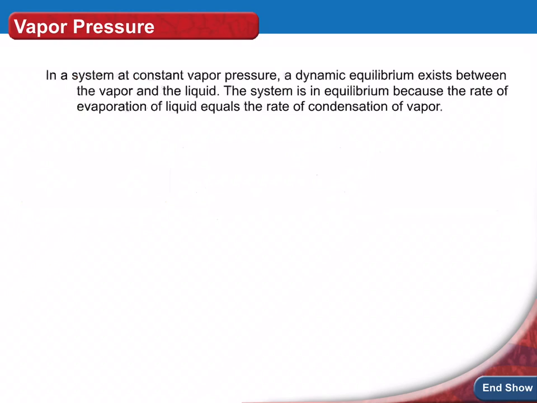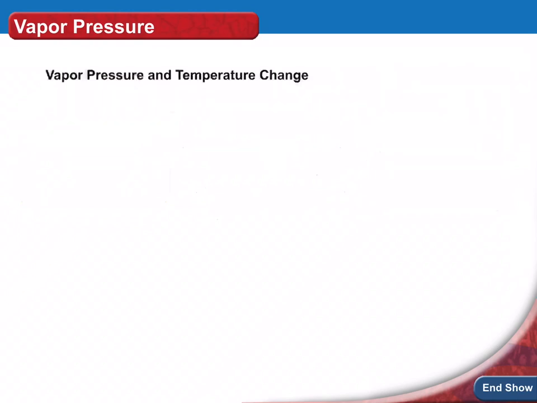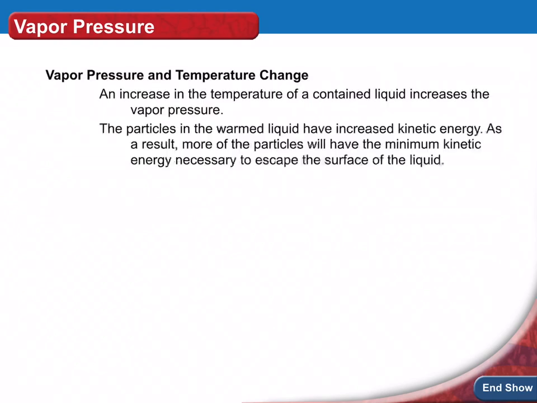In a system at constant vapor pressure, a dynamic equilibrium exists between a vapor and a liquid. The system is in equilibrium because the rate of evaporation equals the rate of condensation. This is exactly what I talked about in that last video.